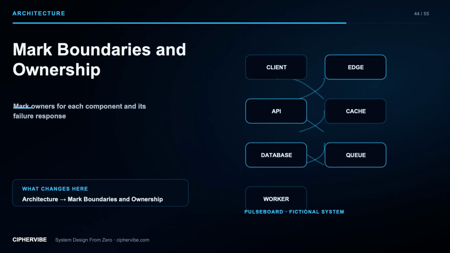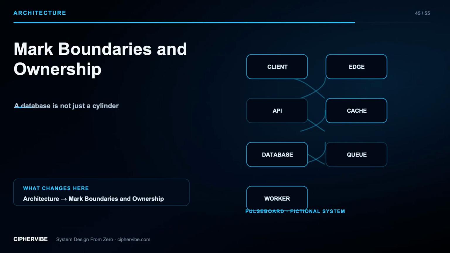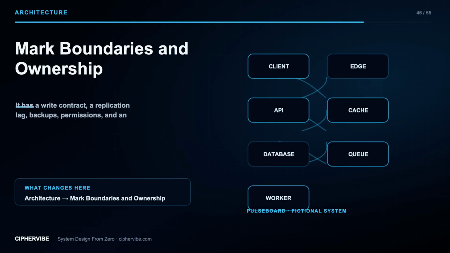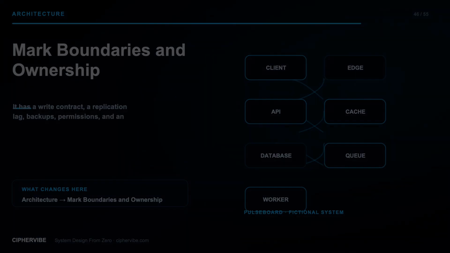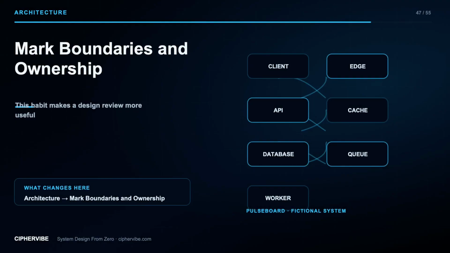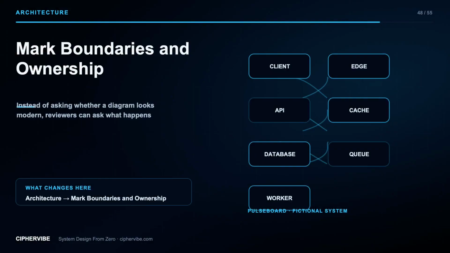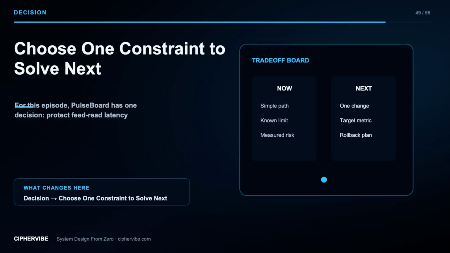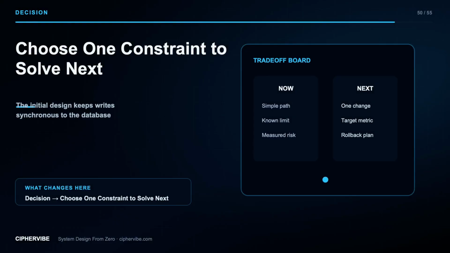A database is not just a cylinder. It has a write contract, a replication lag, backups, permissions, and an operational owner. This habit makes a design review more useful. Instead of asking whether a diagram looks modern, reviewers can ask what happens when one dependency is slow, unavailable, or inconsistent. For this episode, PulseBoard has one decision: protect feed-read latency without weakening durable post-creation.